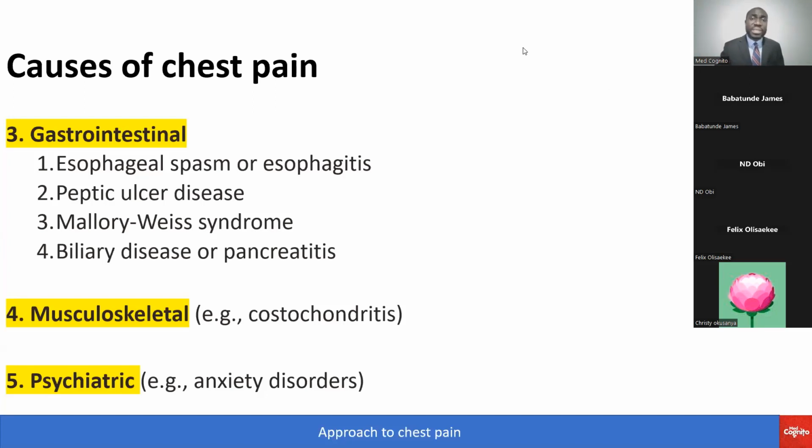And then musculoskeletal causes, you can think about costochondritis, and some people call it Tietze syndrome, okay? And then psychiatric, anxiety disorders, which can even become so bad that the patient can then develop panic attacks.